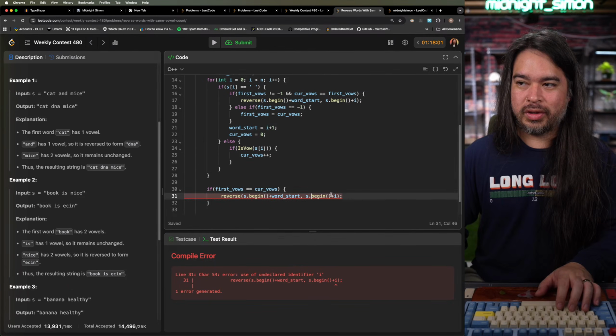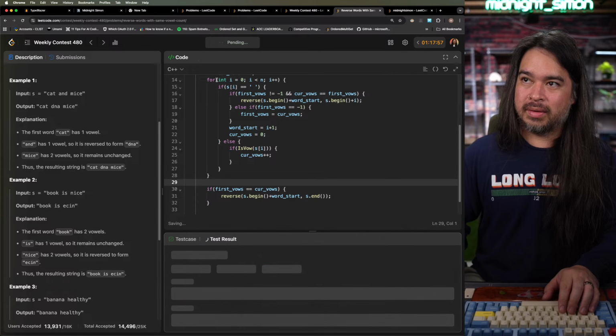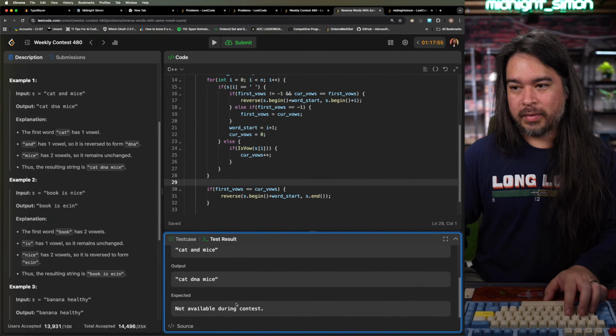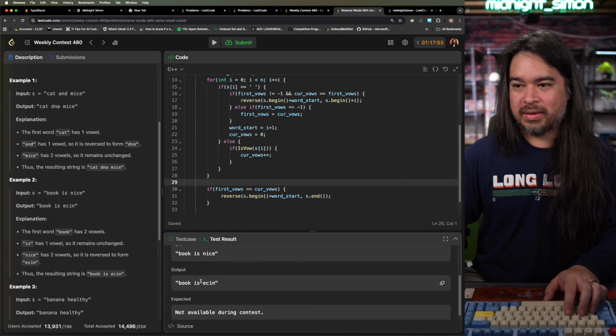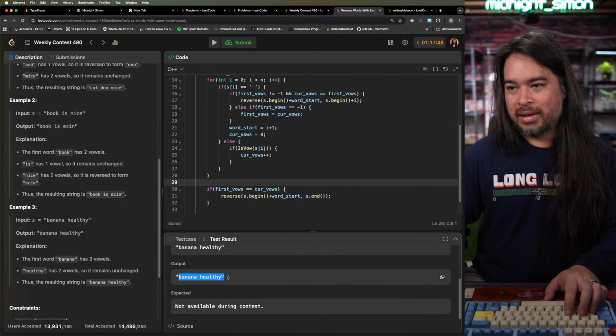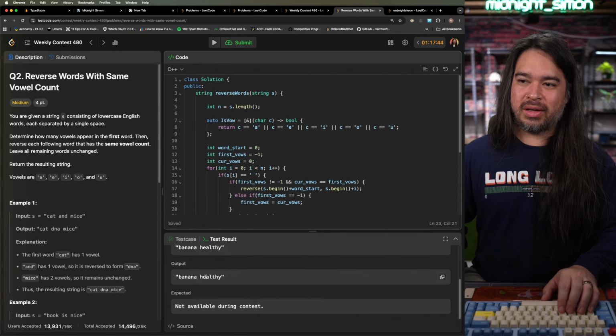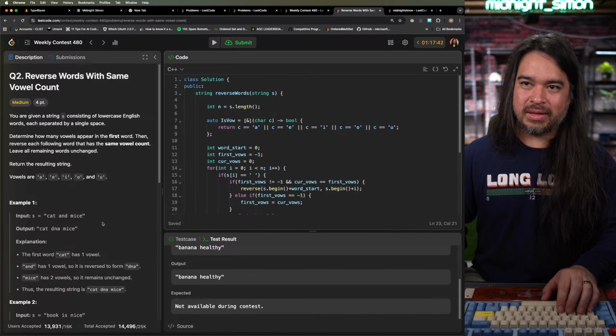Oof. Should I just reverse till the end in this case? All right, let's see. Case book is Eason. That looks good. And banana healthy. Should I send this? I think so, man. I think I'm gonna just send it. I don't feel like thinking of any test cases.